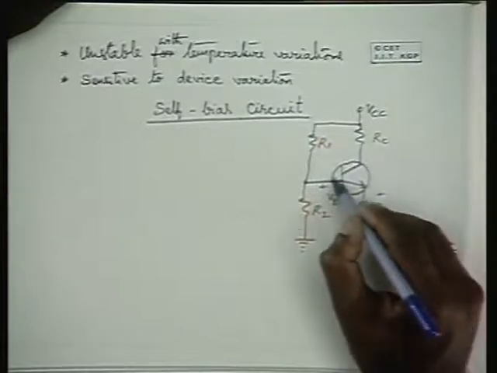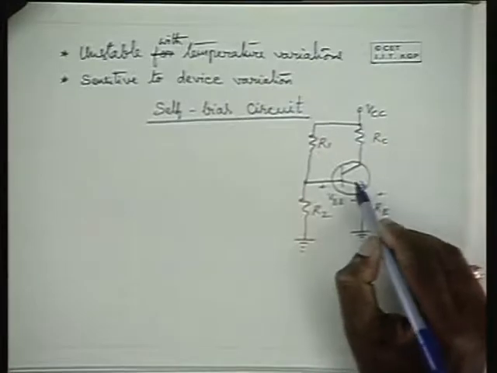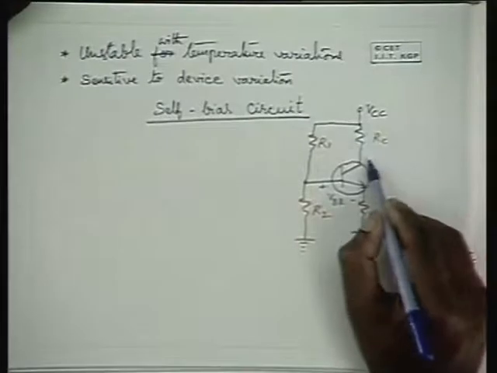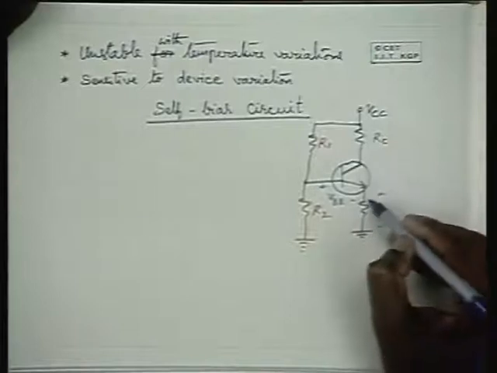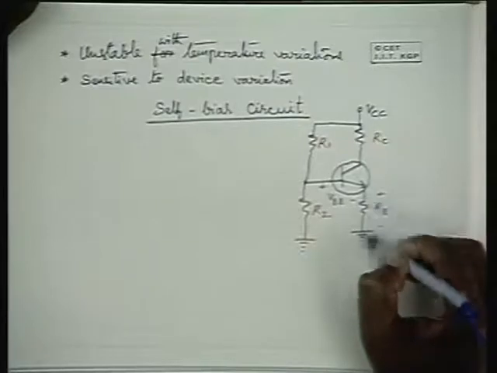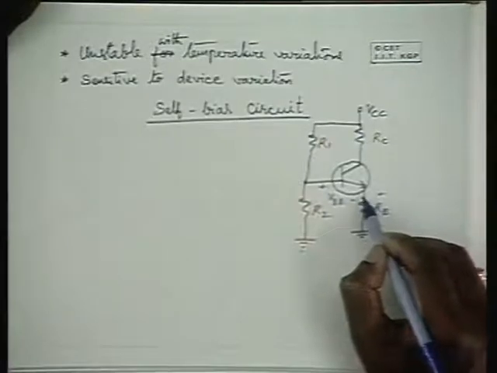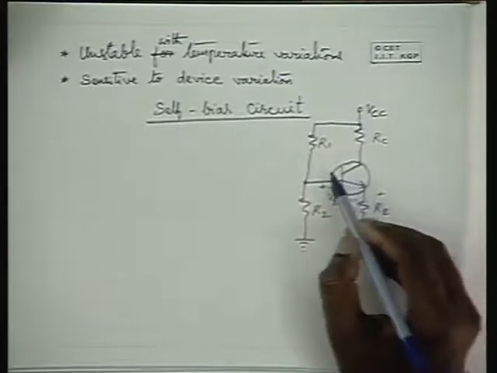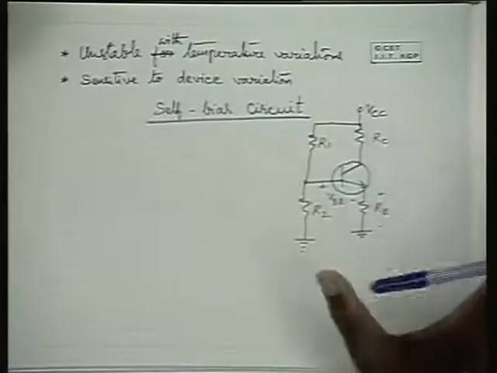When the beta is increased, for instance, to 100 from 50, what happens to the collector current? Collector current increases. And when collector current increases, what happens to the voltage drop across the emitter resistance? So this one increases. And when this increases, the VBE decreases by a huge amount. And when VBE decreases, IB naturally decreases.